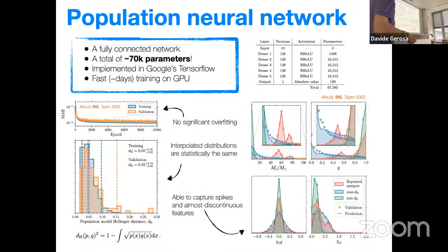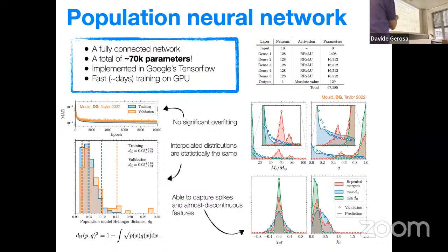Okay, so this is how the population neural network looks. It's a fully connected network with five inner layers and a total of about 70K parameters that we need to optimize. It's not even that crazy. It's a TensorFlow model that takes a few days of training time on a single GPU, so it's not that bad. And it's an offline cost. You have to do it only once. So it's a decent problem.